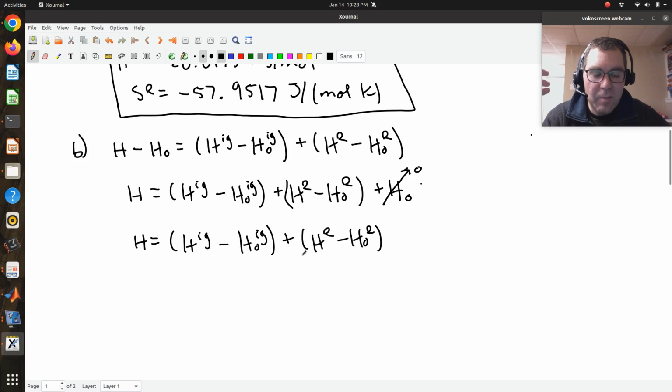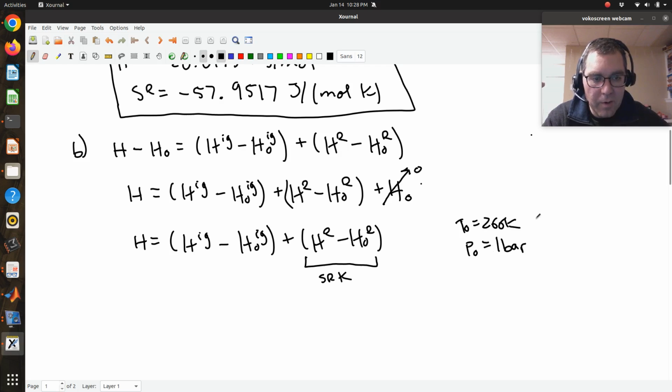And again, when I look at this, when I have differences in residual values, those can be calculated using my SRK equation of state, just as we did in part A. I'll just need to do another calculation to get H naught, just at T naught and P naught. So T naught is 266 Kelvin. P naught is equal to 1 bar.